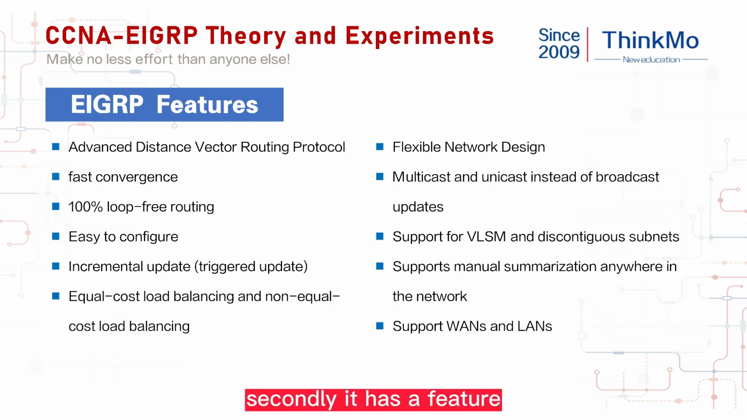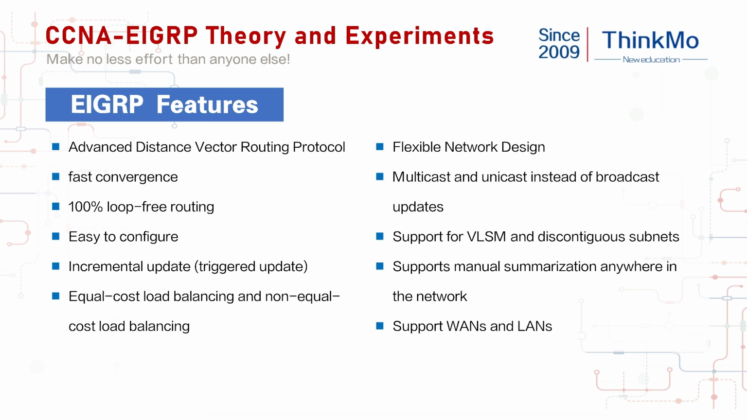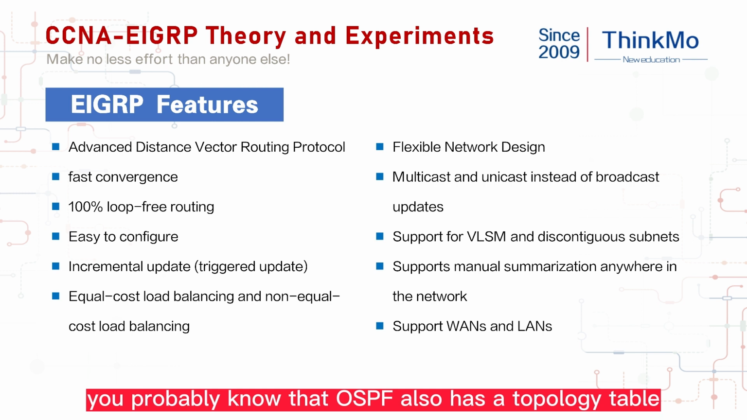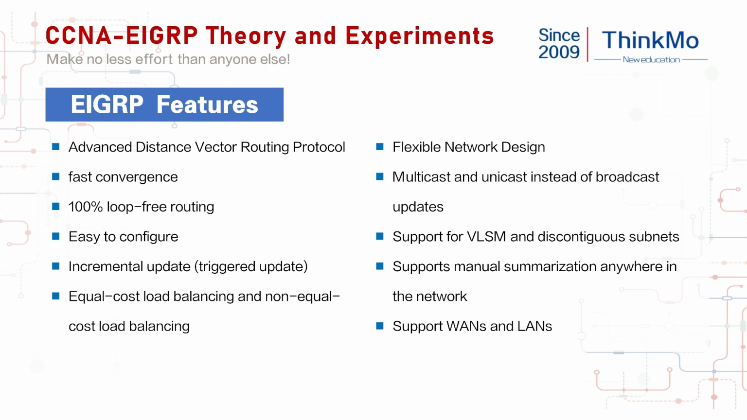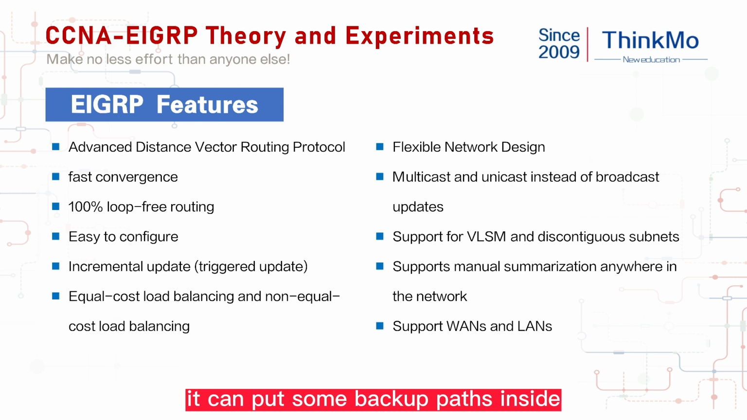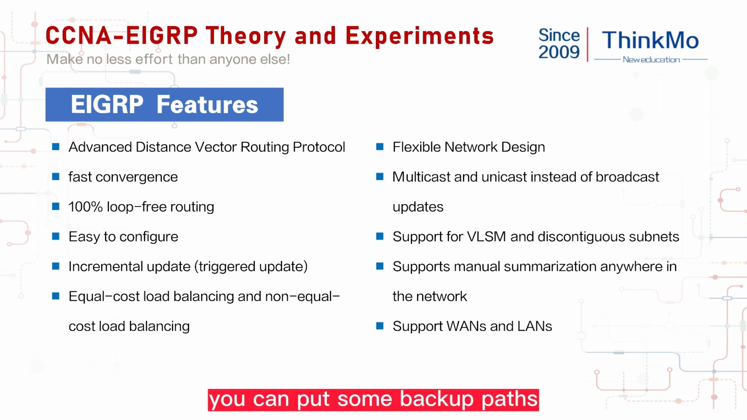Secondly, it has a feature: fast convergence. EIGRP has a table called the topology table. If you have learned OSPF before, you probably know that OSPF also has a topology table, but it is not as strong as EIGRP. The topology table in EIGRP can put some backup paths inside. Pay attention to my words: you can put some backup paths.